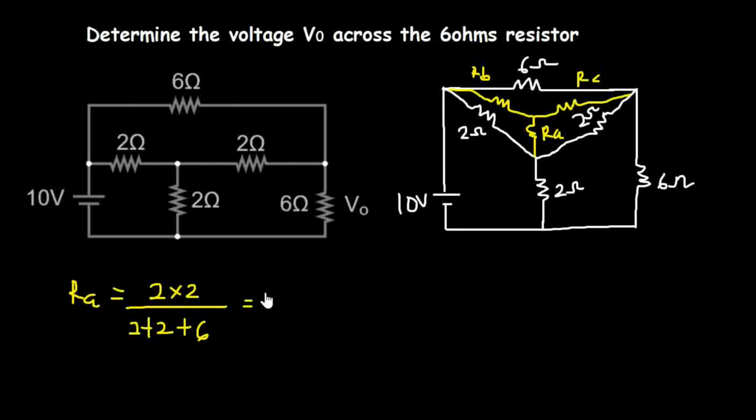And that will be equal to 2 over 5 ohms, which is equal to 0.4 ohms. Okay, that's in one decimal place. So now let's do the same for RB. When I take RB, I'll multiply these 2 ohms here by this 6 ohms here.